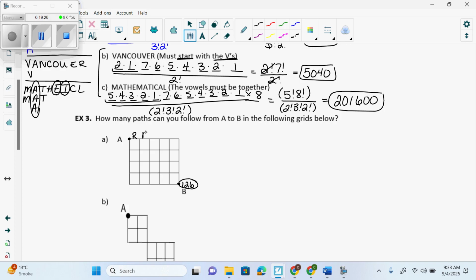So, how many rights do I have? I have 1 right, 2 right, 3 right, 4 right, 5 rights. Here I have 1 down, 2 downs, 3 downs, 4 downs. And I can do them in different ways, right? I could, like I said, go 5 rights, 4 downs, get me there. I could do a right, 4 downs, 4 more rights. I could go right, right, 4 downs, 3 rights, right? I have all the different permutations of that, okay? So all I have to do is find out how many downs and how many rights I have, and then I treat it like the word.